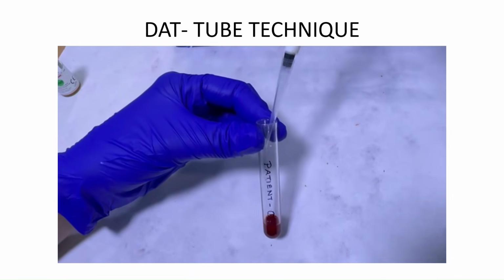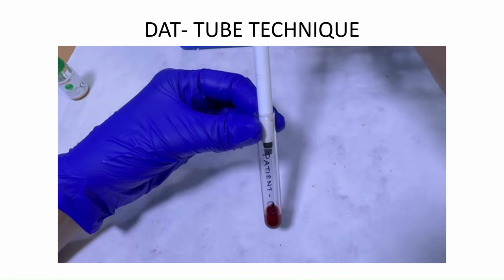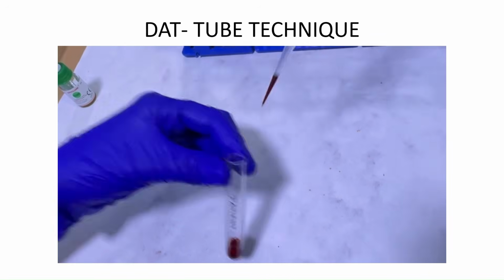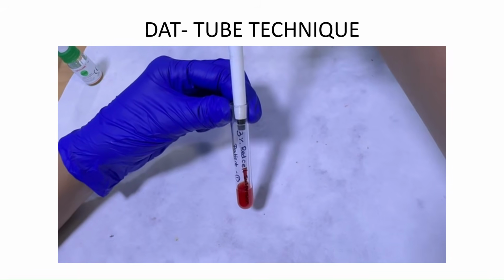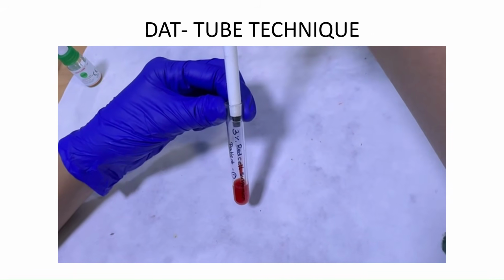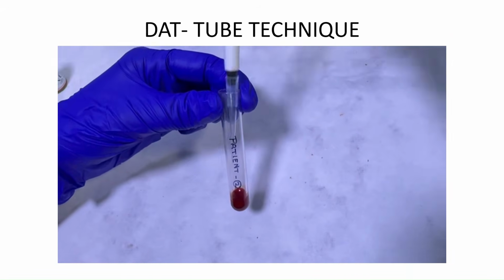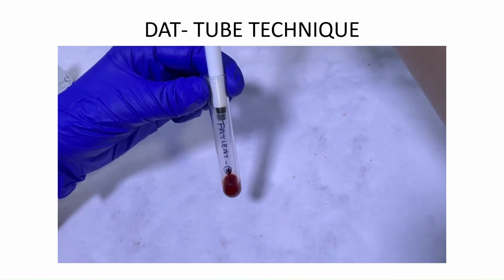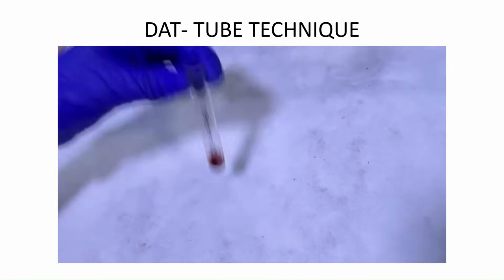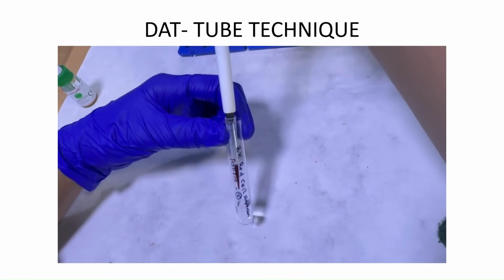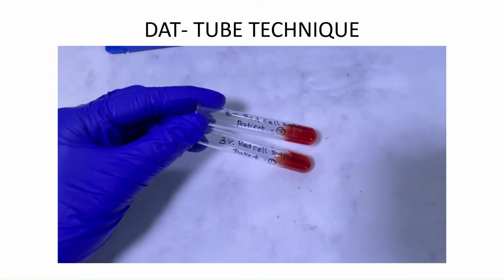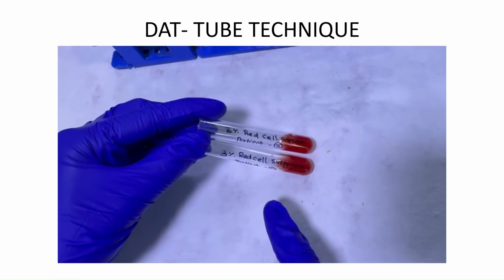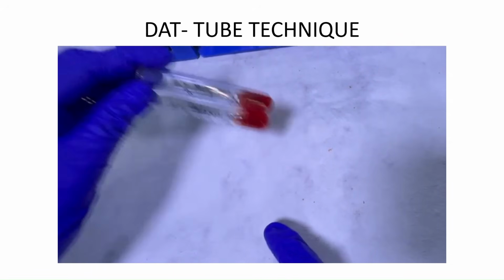Next, take 30 microliter of patient red cells. For patient 1 it is being added into the 970 microliter of normal saline. Similarly for patient 2, 30 microliter of red cells is being taken and added into the respective labeled test tubes. Now our 3% red cell suspension is ready.